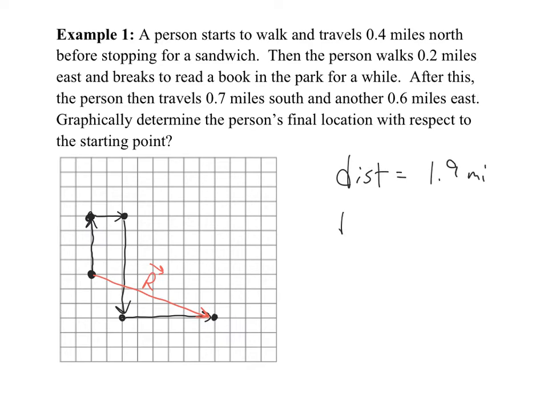But the displacement is not. The displacement is the length of vector r. Remember, displacement is how far you go from beginning to end, not taking into account the path you travel in. So the length of that vector r is the displacement. How can I figure out the length of r? What do you got, Chris? You can get the base and the height and measure and count the grass.